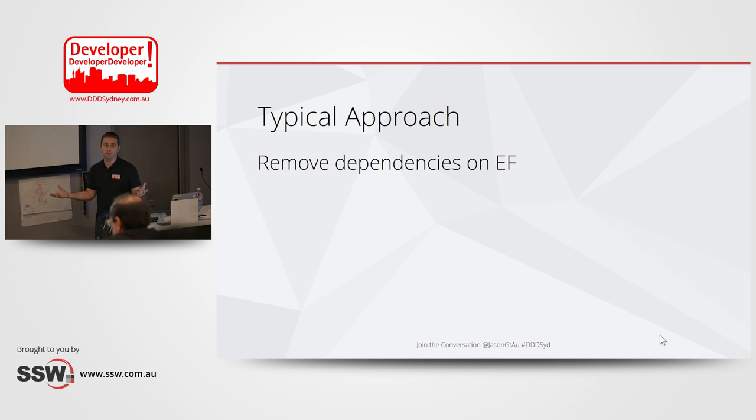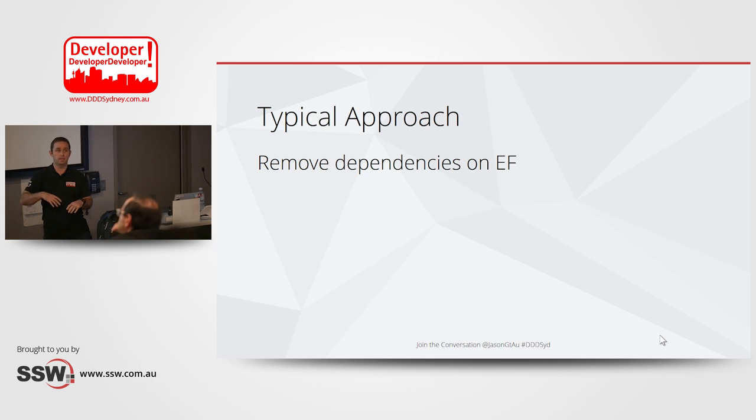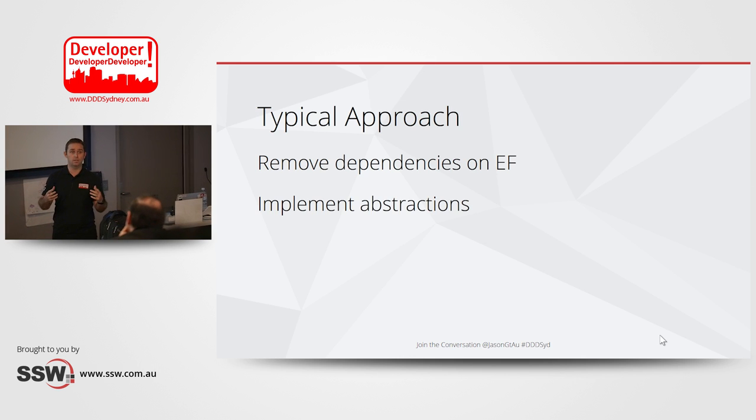So obviously you've removed those dependencies. You need to bring your data layer back in somehow, and a typical approach to that is the repository and unit of work pattern. So you create yourself a new unit of work, you create yourself a new repository, or you leverage an existing framework and you access your Entity Framework and therefore your database through those abstractions.